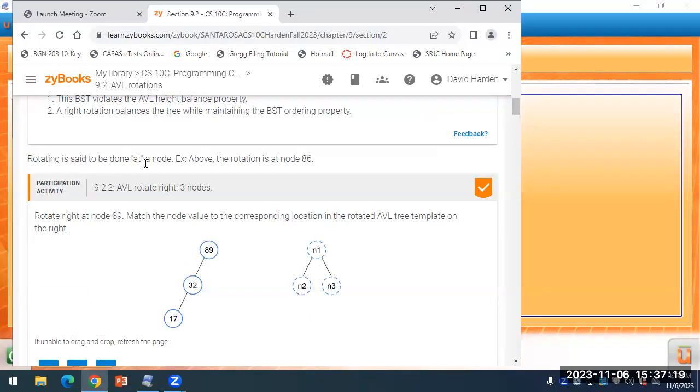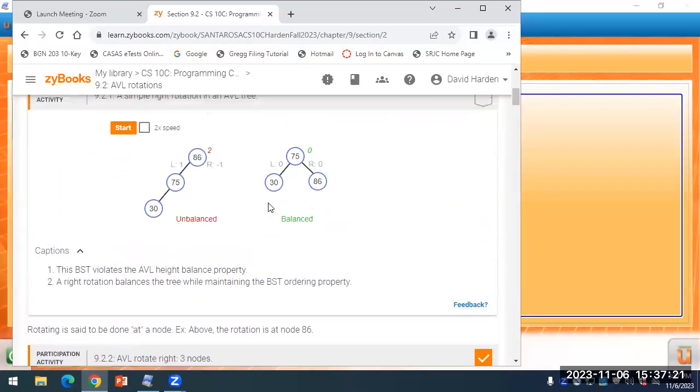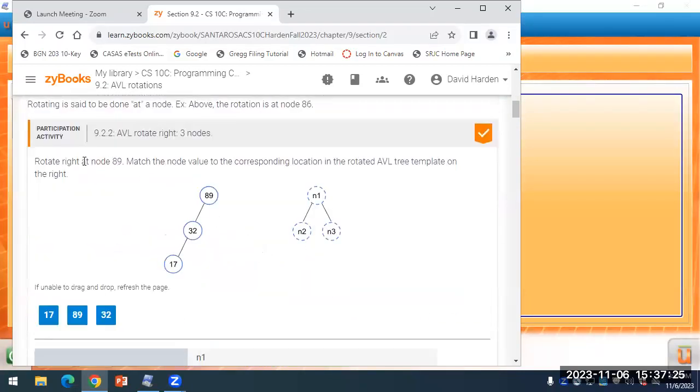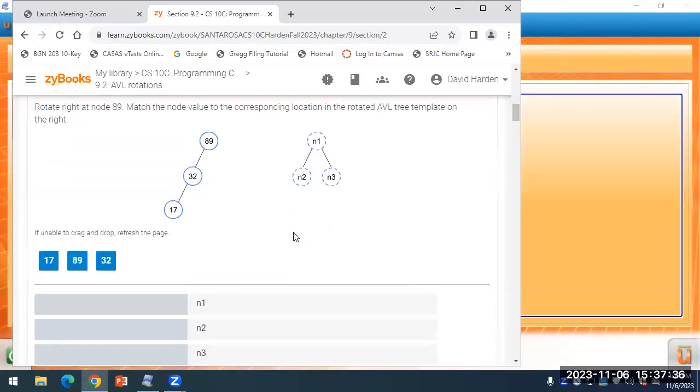So rotating is said to be done at a node. Above, the rotation is at the 86. Rotate right at the 89. I think this is pretty obvious what's going to happen, right? The 32 is going to be the root, 89 over here, 17 over here. So basic rotation, I think not too bad.